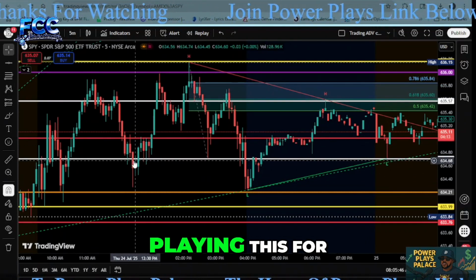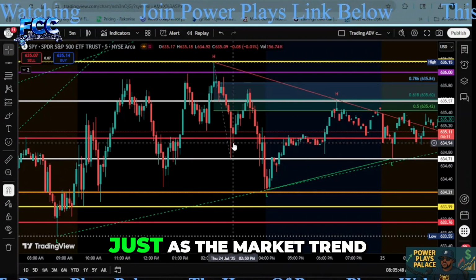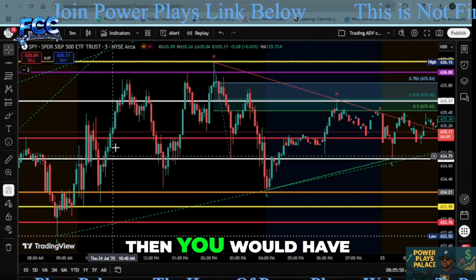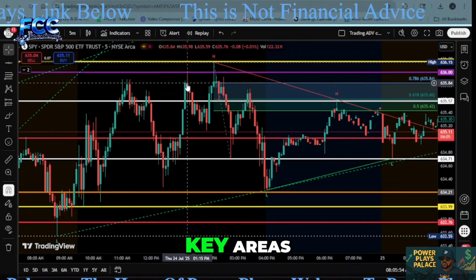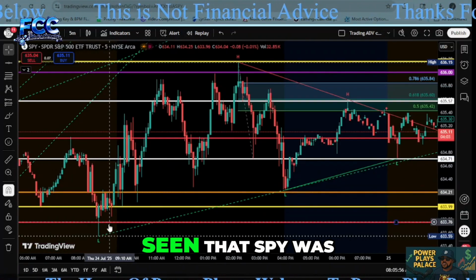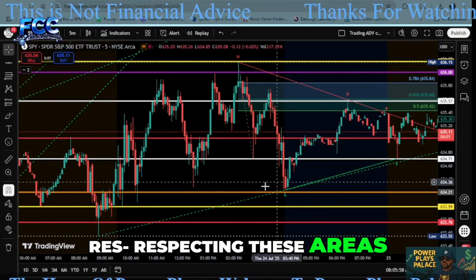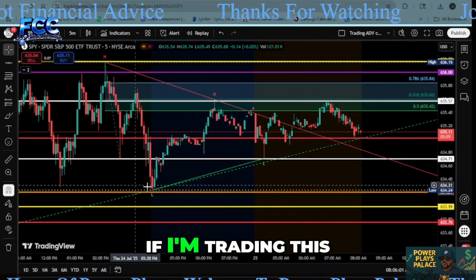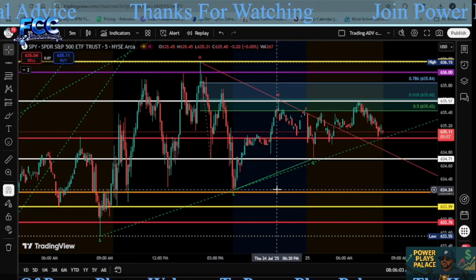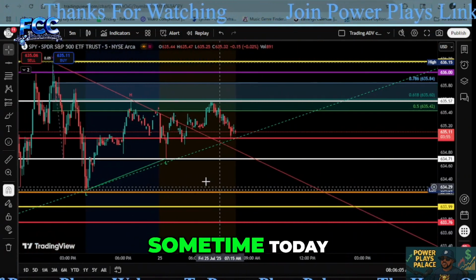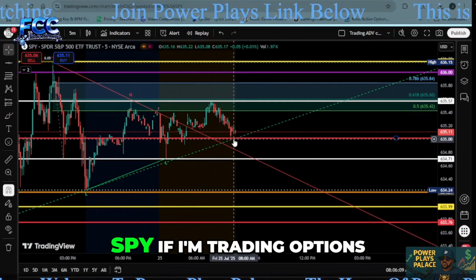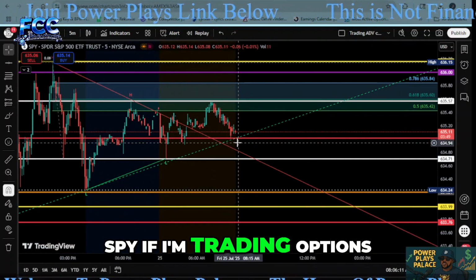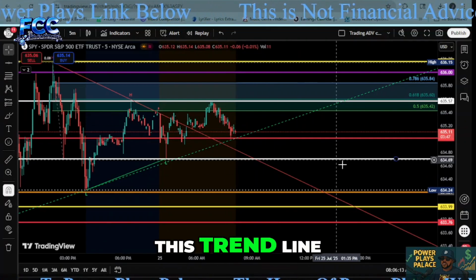But if you were playing this for just the market trend, then you would have played these up, sold, and waited for these pullbacks to these key areas, because we already had seen that SPY was respecting these areas. Matter of fact, if I'm trading this right now, and I will be sometime today, I'm probably not buying any puts on the SPY if I'm trading options until it breaks below this trend line.